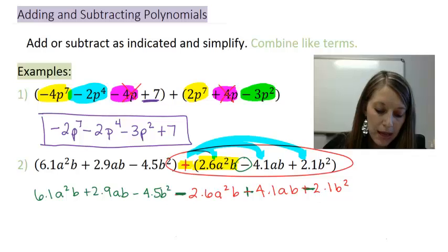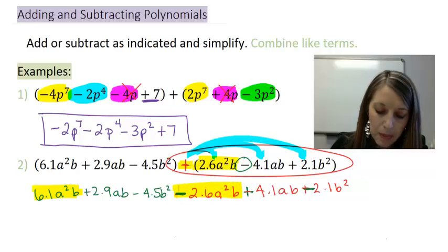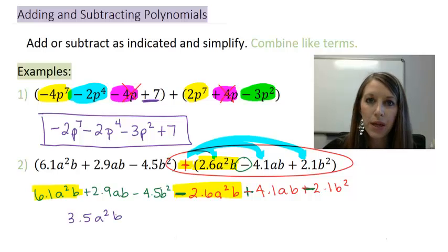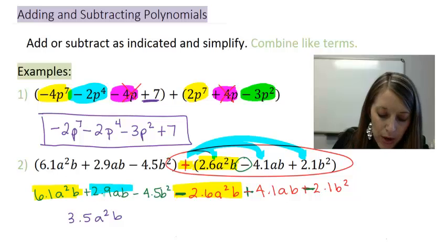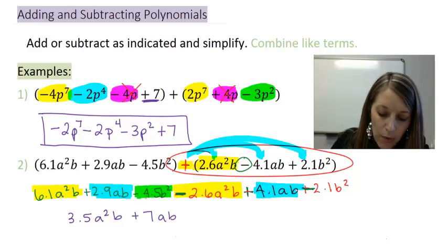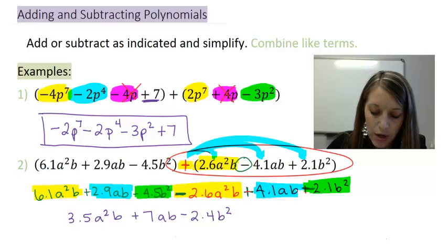Okay, now let's start to pick out like terms. So I have a 6.1a squared b, and I combine that with a negative 2.6a squared b. 6.1 minus 2.6 gives me 3.5, and I attach my like term, a squared b. Next, I have a 2.9ab. I can combine that with a 4.1ab. That gives me a 7ab. And last, negative 4.5b squared plus a 2.1b squared gives me a negative 2.4b squared.